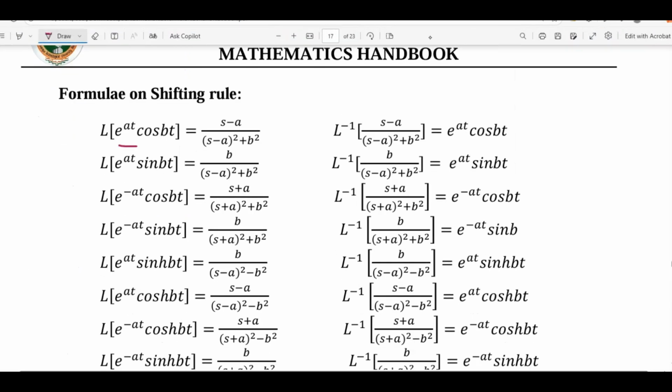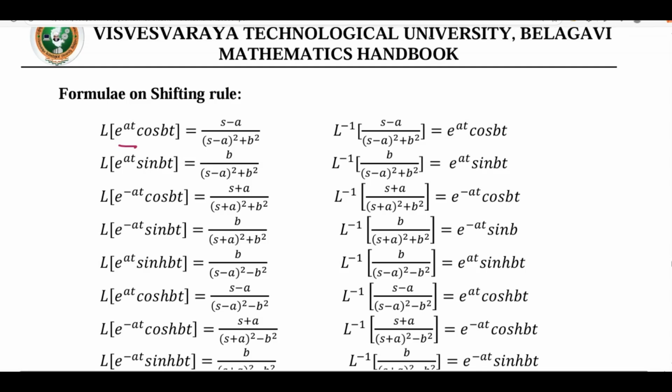Formulas for the shifting rule: L{e^(at) cos bt} = (s − a)/((s − a)² + b²). You should keep this as it is, and shifting to the other side, it becomes L⁻¹{(s − a)/((s − a)² + b²)} = e^(at) cos bt. It will be the same. Then L{e^(at) sin bt} = b/((s − a)² + b²), so L⁻¹{b/((s − a)² + b²)} = e^(at) sin bt. The same way you have for e^(−at), it will be s + a.